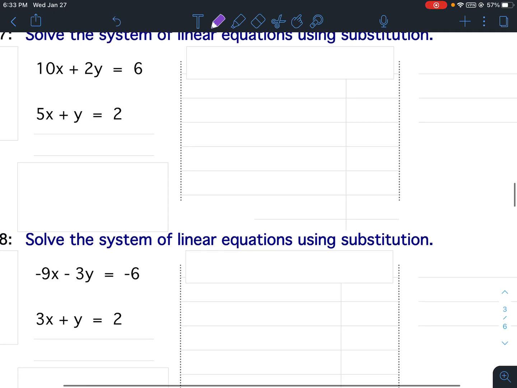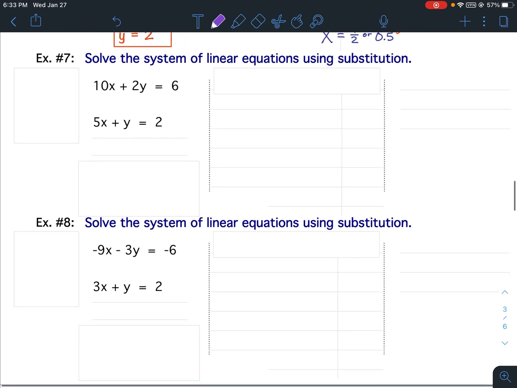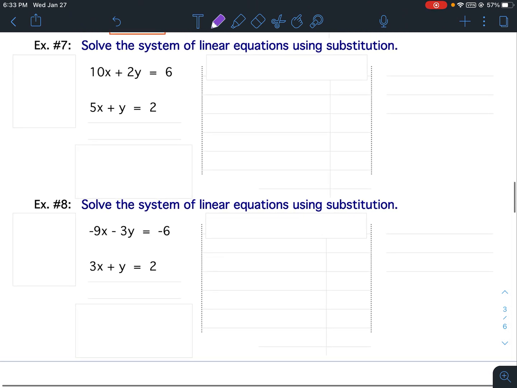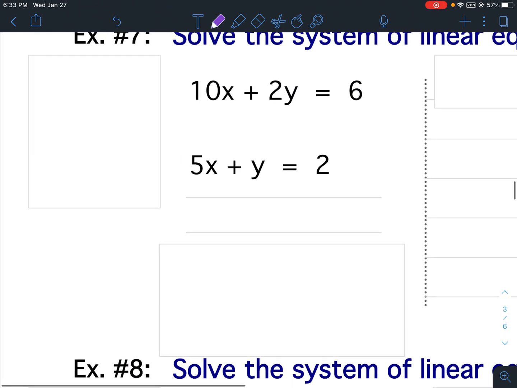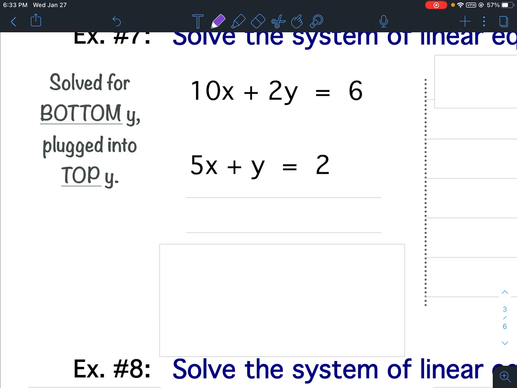All right, let's go up to example 7 now. I've got 10x plus 2y equals 6, 5x plus y equals 2. Which variable is the easiest one to solve for? Well, this y has a positive 1 coefficient, so that's what we're going to solve for. Pause your video, write down: solve for bottom y, plug into top y.